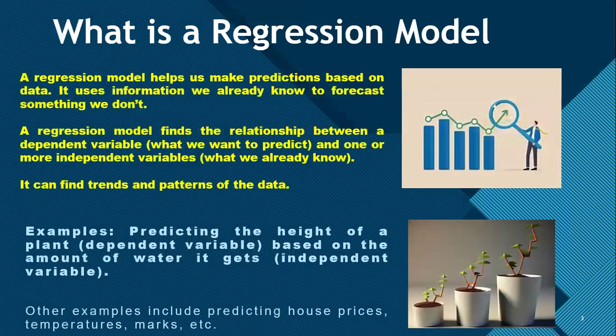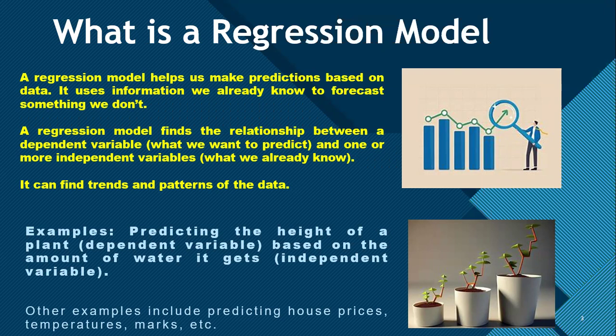So what is a regression model? A regression model helps us to make predictions based on the data that is already given to it. So it uses the already existing information, the stored data that we already know, to forecast what will happen based on that existing data. So a regression model finds the relationship between the dependent variable, what we want to predict, and the one or more independent variables that we already know.